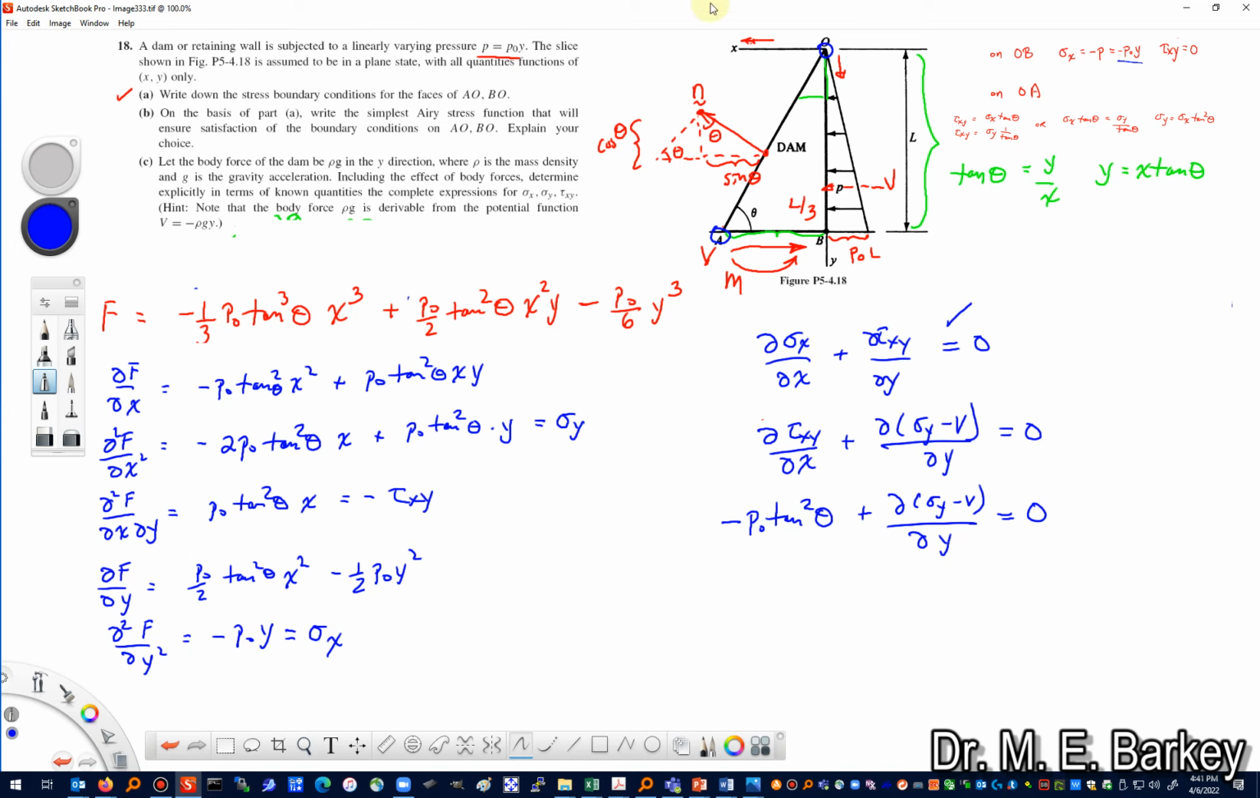All right, so at this point, we have ourselves a differential equation. I'm going to separate these out, so I'm going to have the partial derivative of this quantity, sigma y minus v, partial of that with respect to y is equal to plus p naught tangent squared theta. I'm going to integrate both sides with respect to y. That'll leave me with sigma y minus v over on the left-hand side. Over on the right-hand side, I have p naught tangent squared theta times y, and I could have an arbitrary function of x.